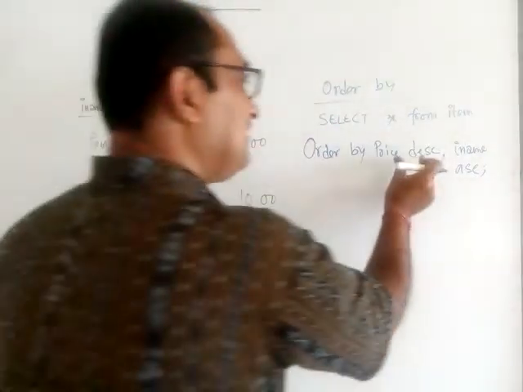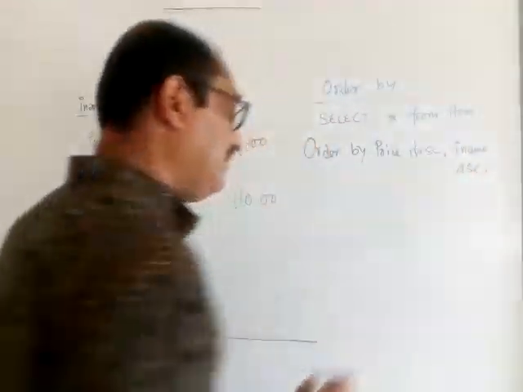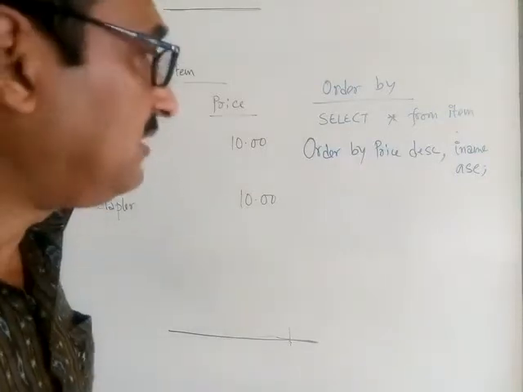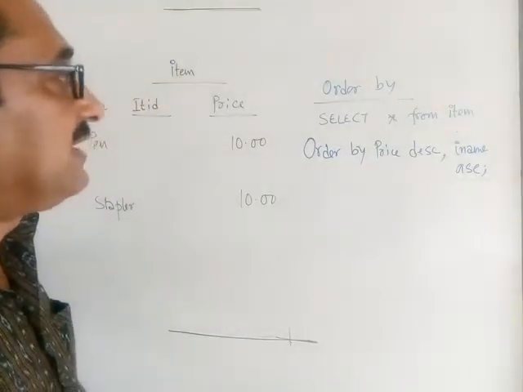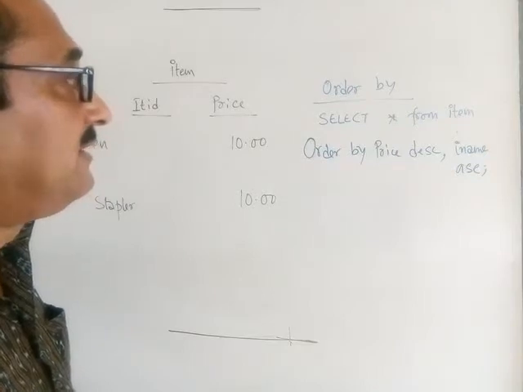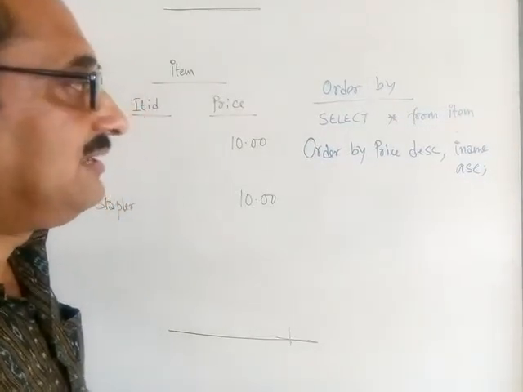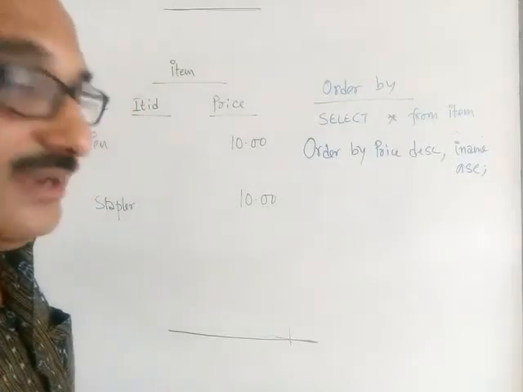Okay, so this is the first level of sorting, this is the second level of sorting. Remember this rule. Another small rule related to ORDER BY you have to remember: if we have a condition, we know that any kind of condition in SQL commands we can put by WHERE.